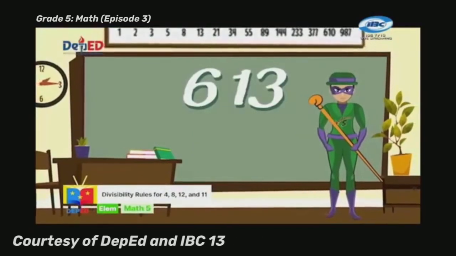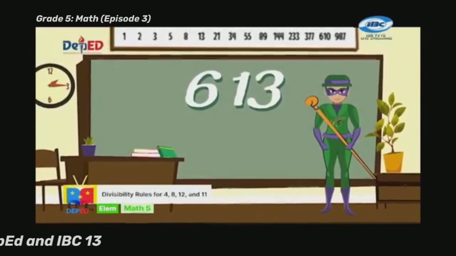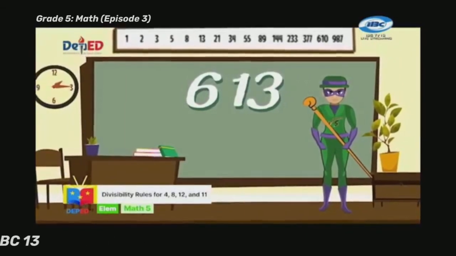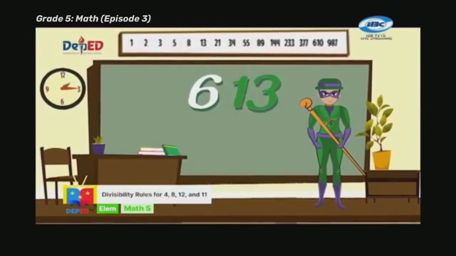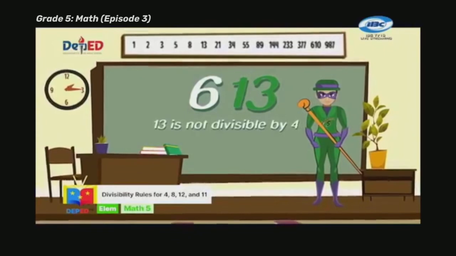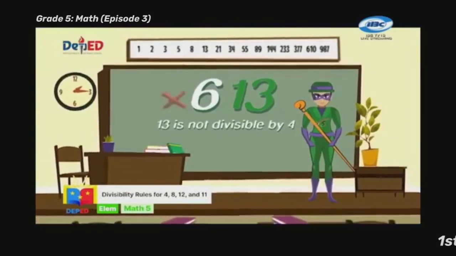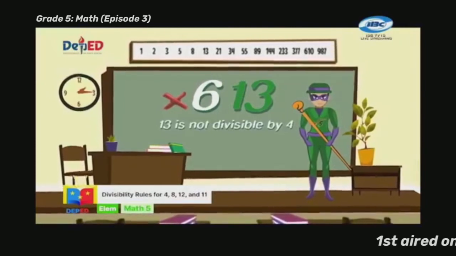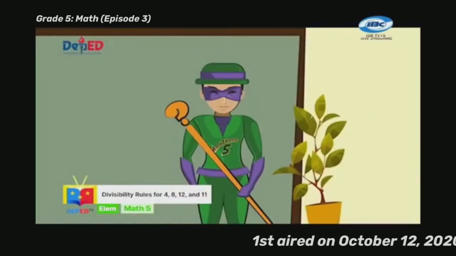613. Is 613 divisible by 4? Let's take a look at the last two digits of the number. The last two digits of 613 is 13, and 13 is not divisible by 4. Therefore, our answer is no. 613 is not divisible by 4. Haha! I thought I could trick you with that one.